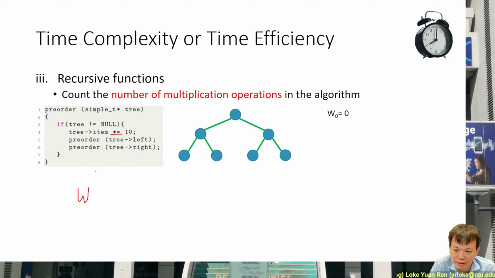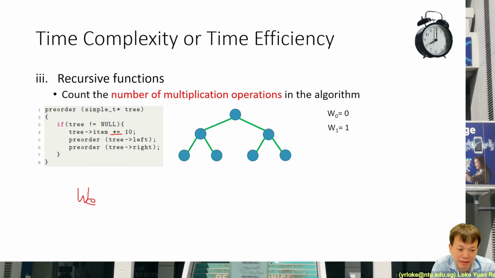If I have n, I do the base case first. If my n is equal to 0, that means the tree is an empty tree. It's a null pointer. Then I won't be able to enter this particular if statement, which means I won't do any multiplication. So the answer is 0.